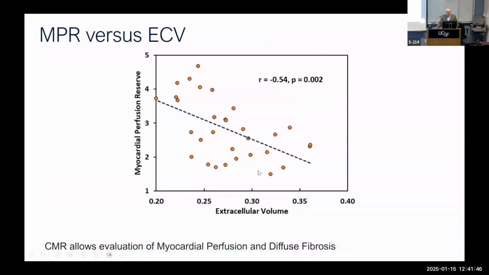information. And then in our study, we saw a relationship between myocardial perfusion reserve and extracellular volume. So the higher the myocardial perfusion reserve was associated with lower extracellular volume, looking at sort of the relationship as the disease progresses between fibrosis and abnormalities in perfusion.